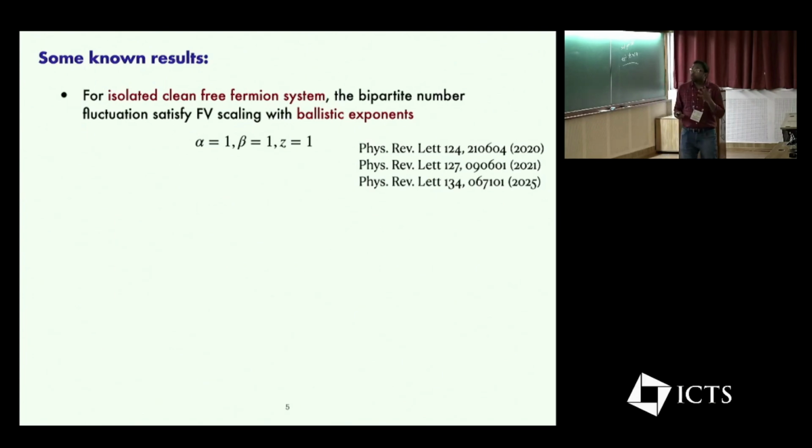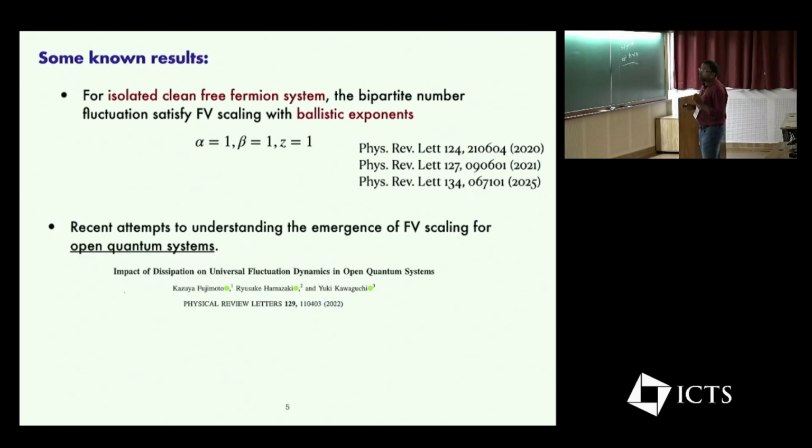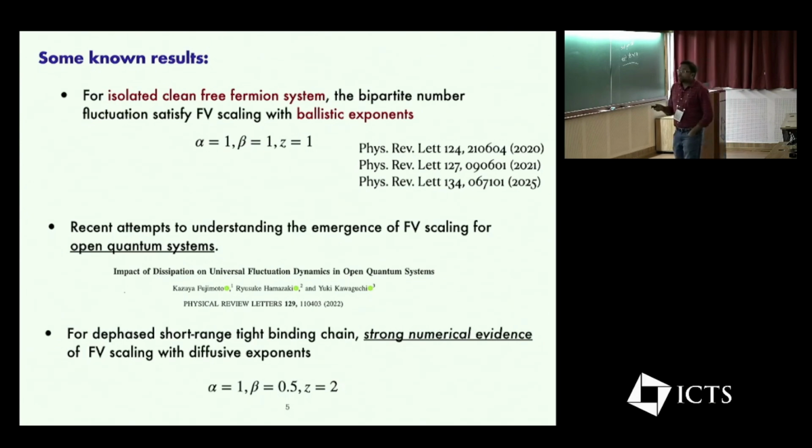Of course, people have looked at this number fluctuation in various types of systems. The very preliminary work was to look at isolated, clean free-fermion systems, where people observed that the number fluctuations show a ballistic universality class with these exponents. Then there were recent attempts to understand what happens if the system is not isolated but open, and it turns out that the universality class changes. Recent work in this direction put up strong numerical evidence that, for short-range lattices, the scaling has a diffusive exponent.